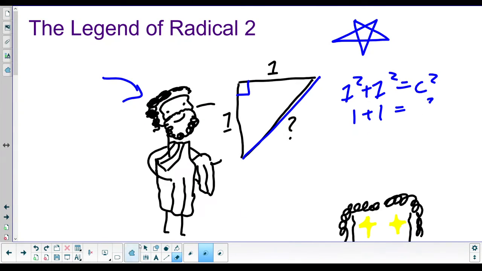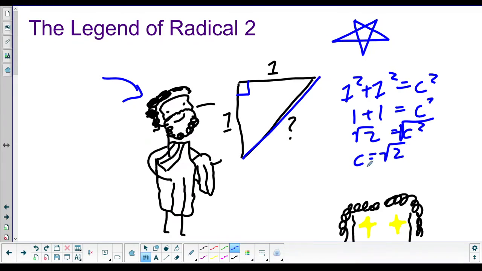So 2 equals c squared. Take a square root. C equals the square root of 2. But this was a problem for the Pythagoreans because they thought that irrational numbers didn't exist. They thought any number could be written as one number over another, as a fraction.